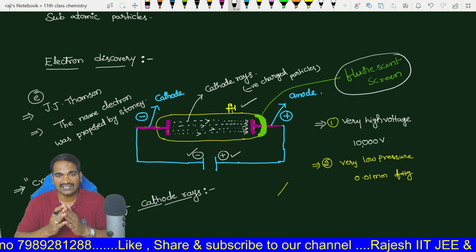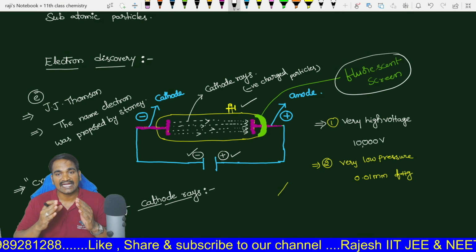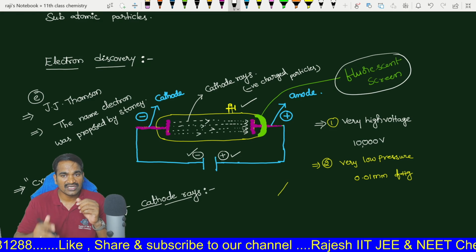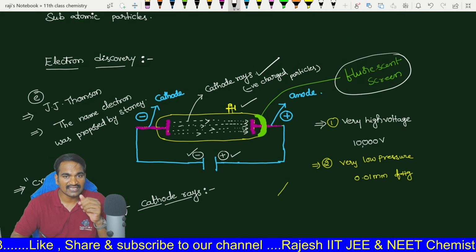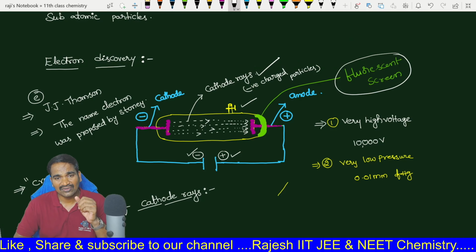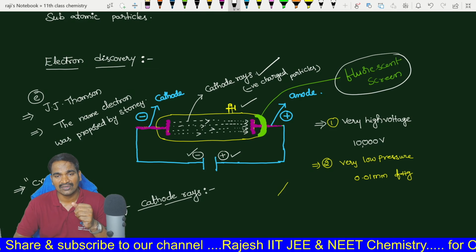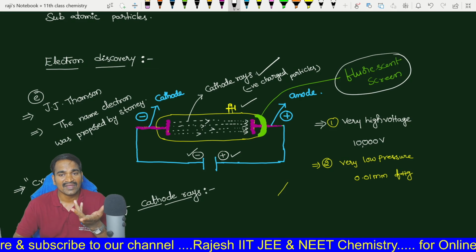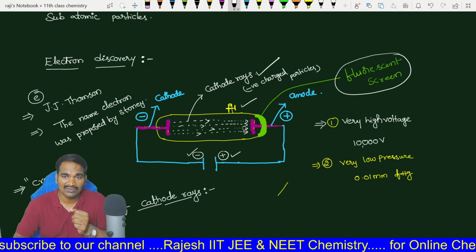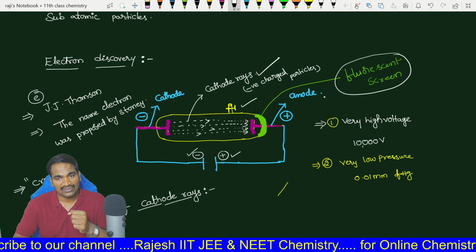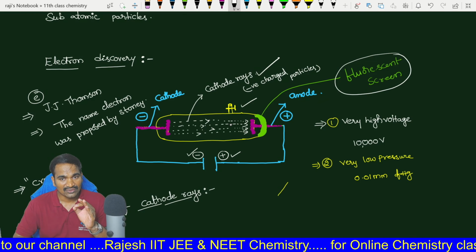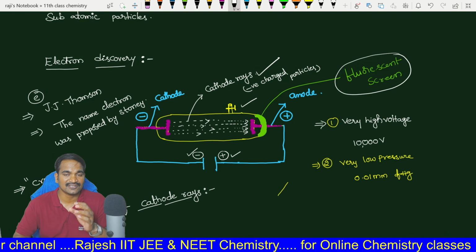So finally we realized some rays are traveling from cathode to anode. Those rays we call cathode rays. Okay, why are these cathode rays traveling from cathode to anode? Because those cathode rays have negatively charged particles. That's why they are moving towards the anode side. Therefore these cathode rays have negatively charged particles.